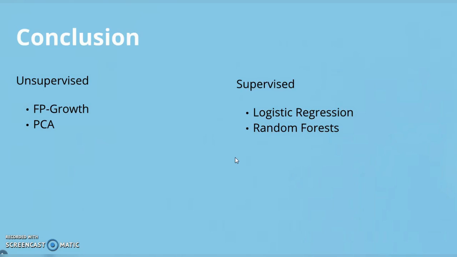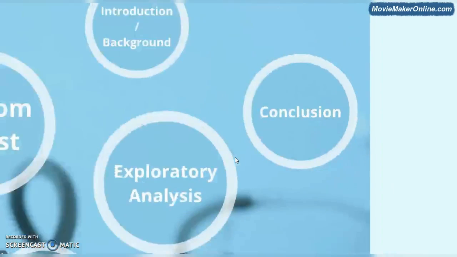In conclusion, we applied both unsupervised and supervised algorithms and found interesting association rules from FP growth. From the initial exploratory analysis, we realized that the dataset is mostly suited for supervised algorithms. We applied unsupervised algorithms in conjunction with the supervised algorithms to enhance the accuracy of the models.